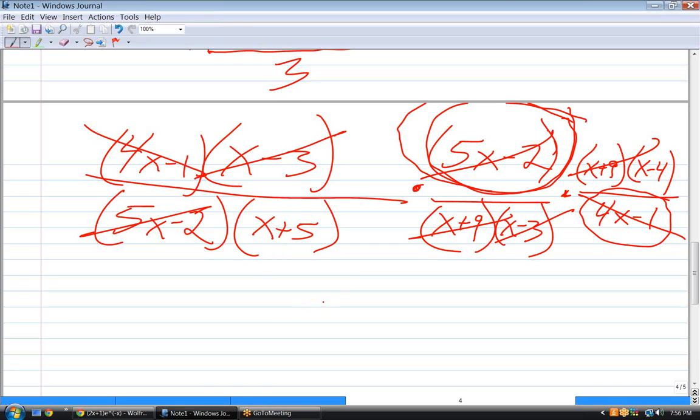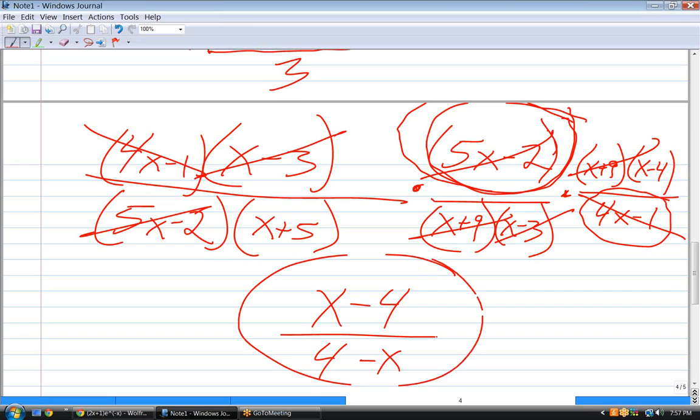But what isn't always obvious is that that is just the negative of that. In other words, if you got a problem and you ended up with that, you might be inclined to leave it the same because they're not the same thing. So always look for a minus b divided by b minus a can be simplified to minus 1.